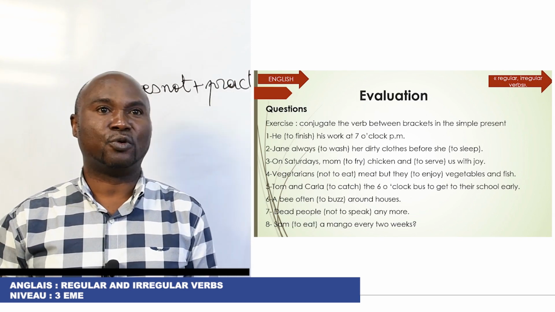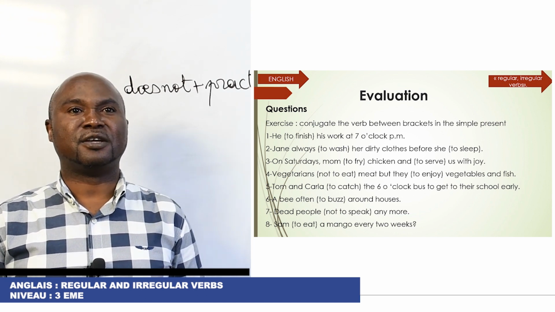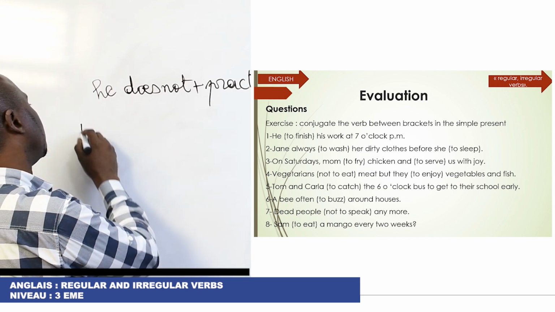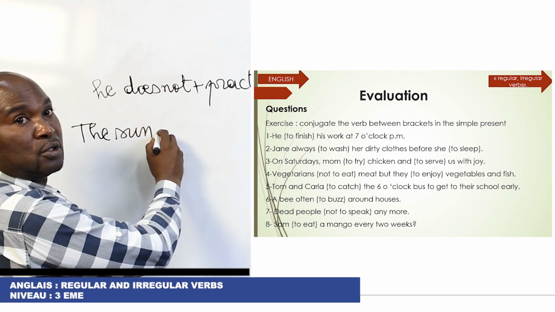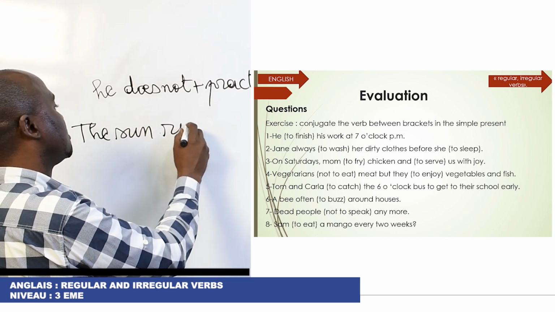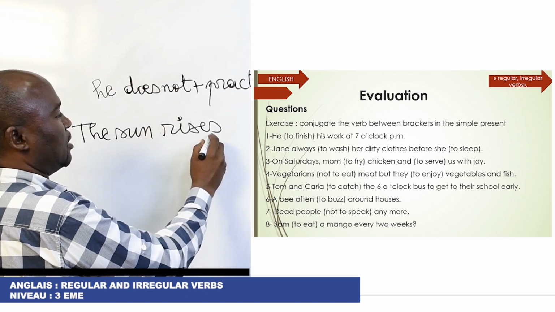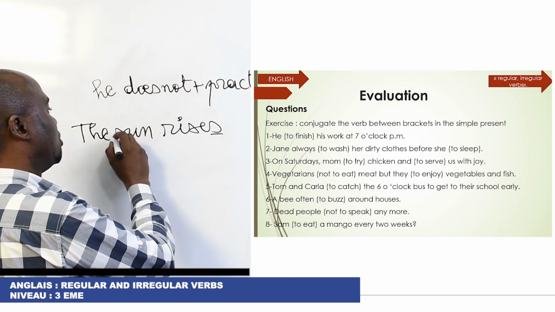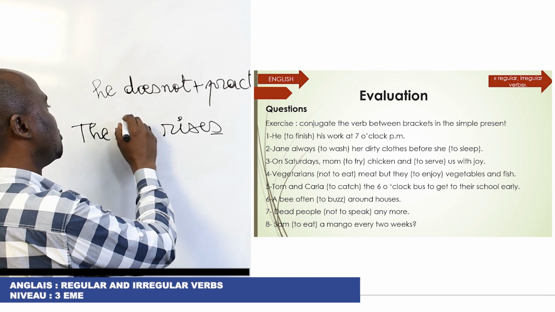Question 4. Where does the sun rise? The answer is, the sun rises in the east. In this sentence, the subject is the sun plus the verb rises. We add an S to the end of the verb because the subject is the sun. We can replace the sun by the personal pronoun it.